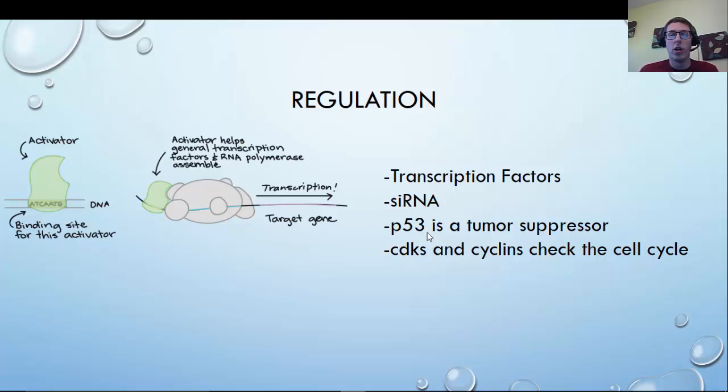Also remember, P53 comes up often. It is a tumor suppressor, and if it mutates and doesn't work, then you're going to get cancer. Along the same lines, if you hear about CDKs or cyclins, they check the cell cycle. If they're not working, you might get cancer, uncontrolled cell growth or division. Remember these things.